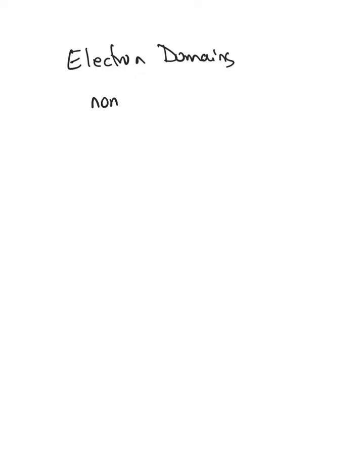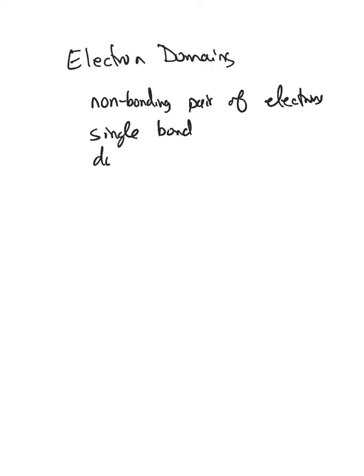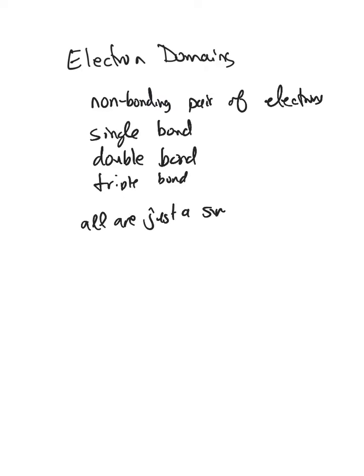It can be a non-bonding pair of electrons. It can be a single bond. It can be a double bond. Or it can be a triple bond. All of these are just a single electron domain.